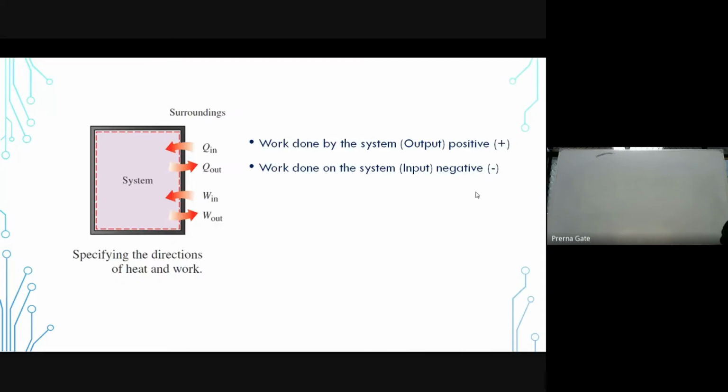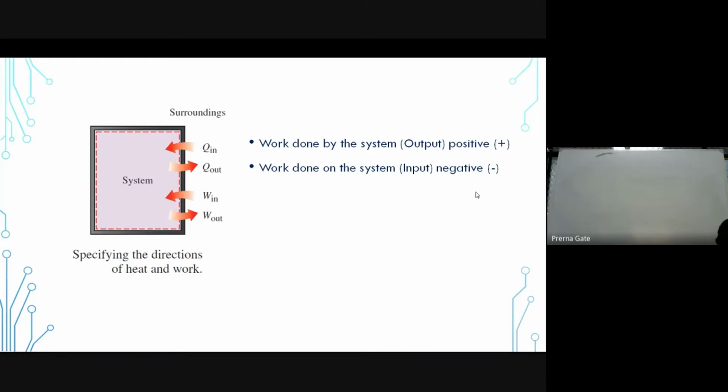Now there are certain sign conventions associated with work. In the previous lecture, I defined what the system is, what the surrounding is and what the boundary is. Here the sign convention is that when work is done by the system, that is some sort of output is being given, then it is considered positive. And when work is done on the system, that is some sort of input is associated with work done, then it is considered negative.